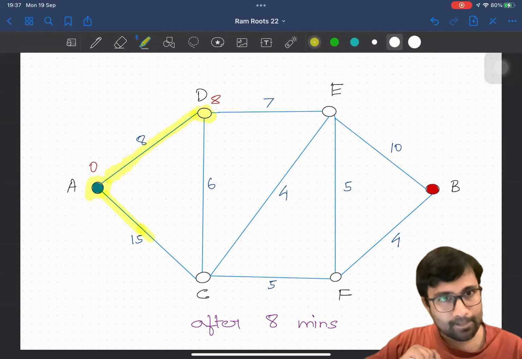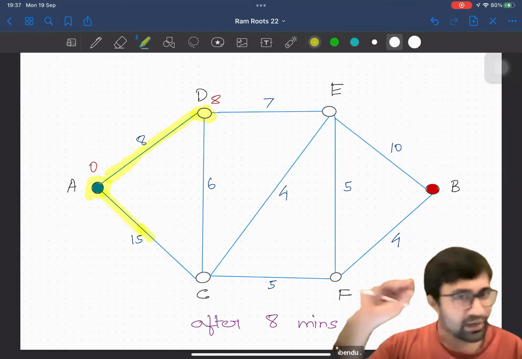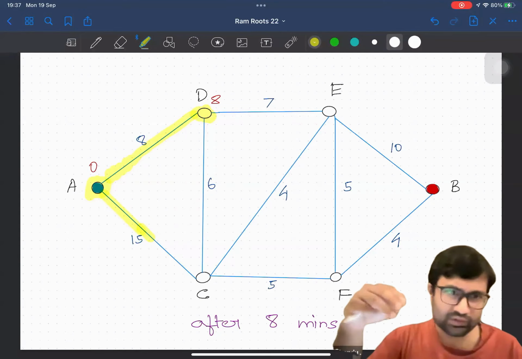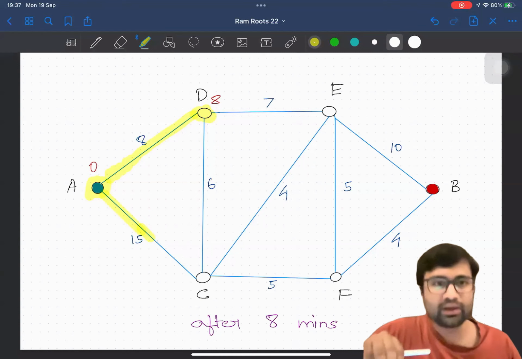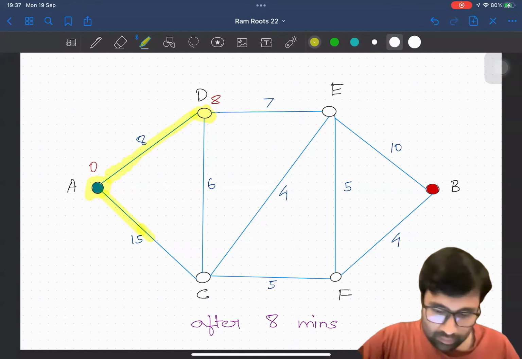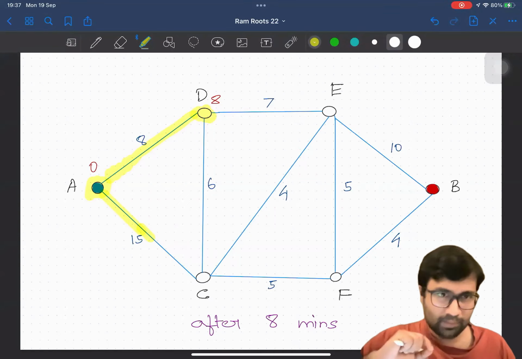So we're trying to identify what path it has taken to reach B. We will identify the path also, but for now, let's just try to understand how the fire is spreading. All I want to find out is at what time D catches fire, and C catches fire, and E catches fire, and F catches fire.